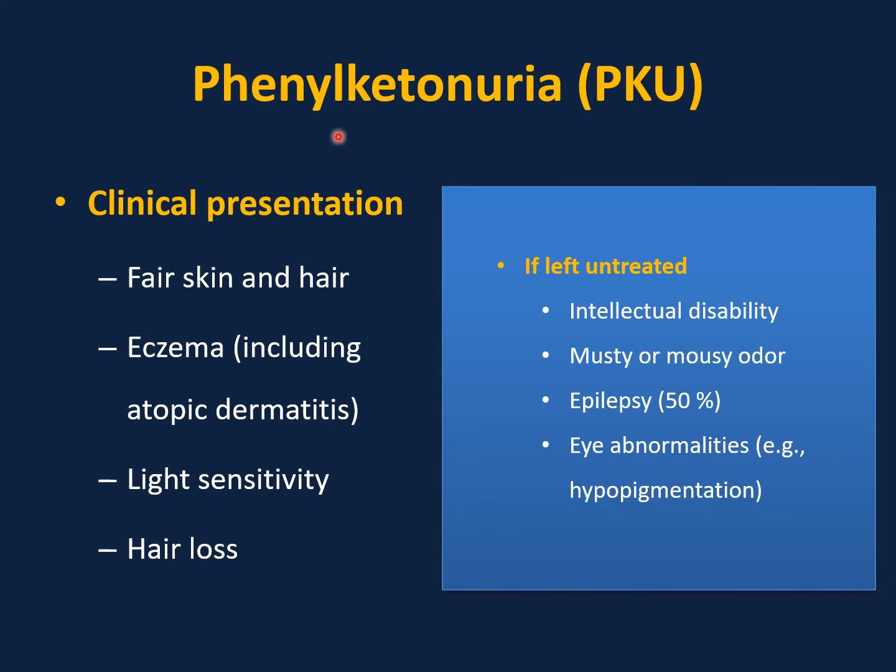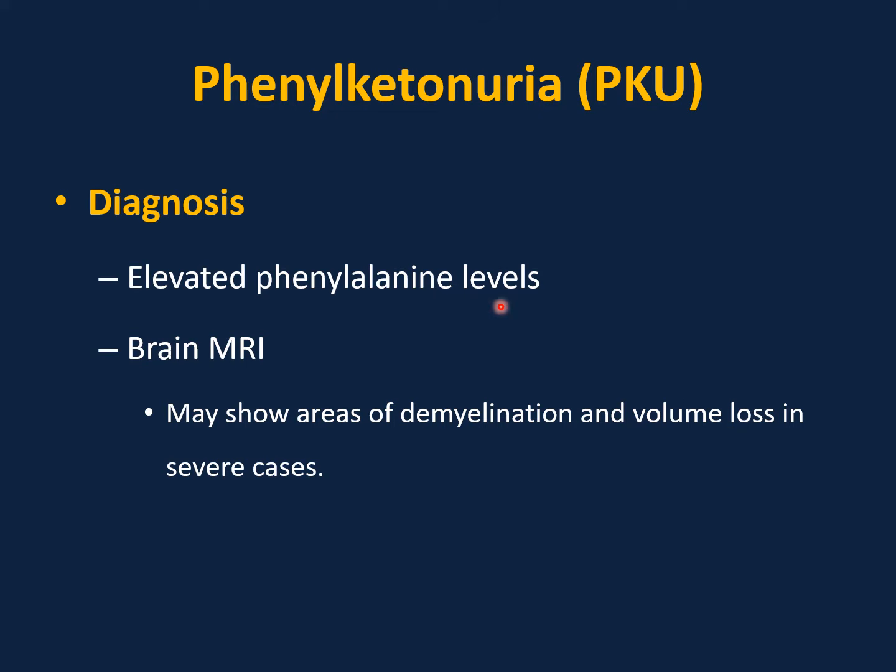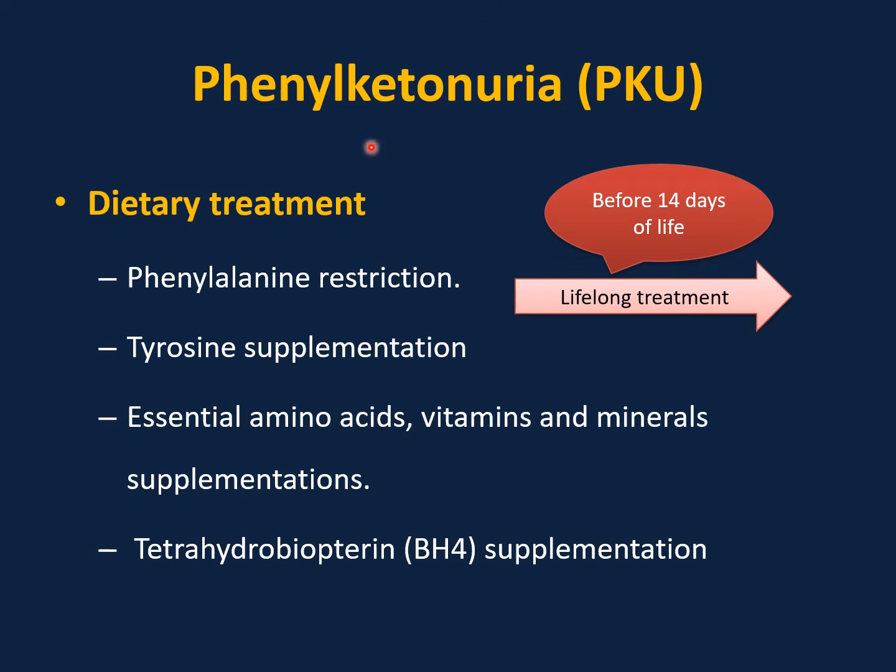Very important to be able to diagnose it because you can prevent this disastrous outcome, which is low IQ or intellectual disability. Diagnosis: elevated phenylalanine and deficiency of tyrosine. Brain imaging may show areas of demyelination and volume loss in severe cases. Treatment of phenylketonuria must be started before 14 days of life with phenylalanine restriction.